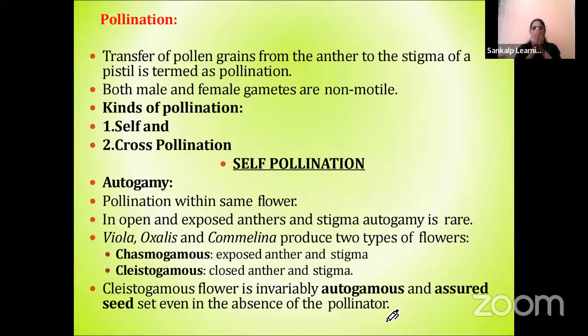In cleistogamous flowers, the ovary, anther and stigma stay closed. They never open, so pollination occurs inside only. After pollination, the seed set will be confirmed in case of cleistogamous flowers. Very important: in cleistogamous flowers we get guaranteed, assured seeds. And here we don't need any pollinator, insects, man, bat or birds. Cleistogamous flowers do not need any kind of pollinator.